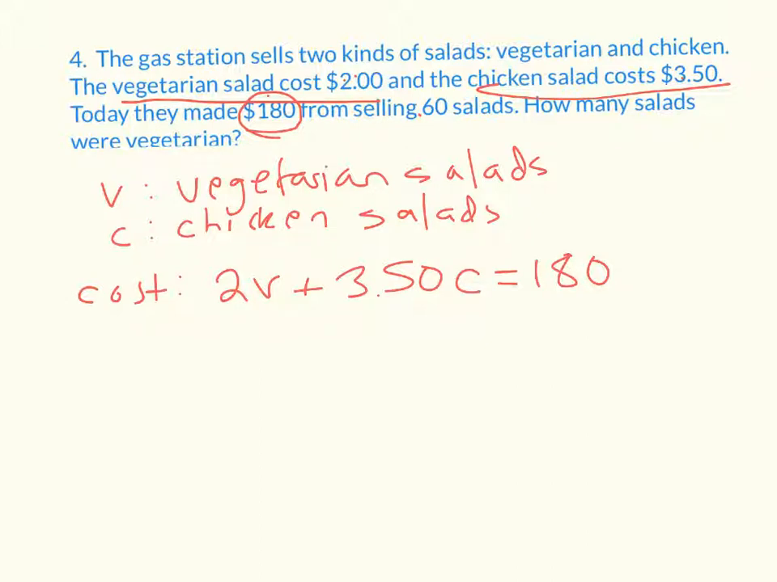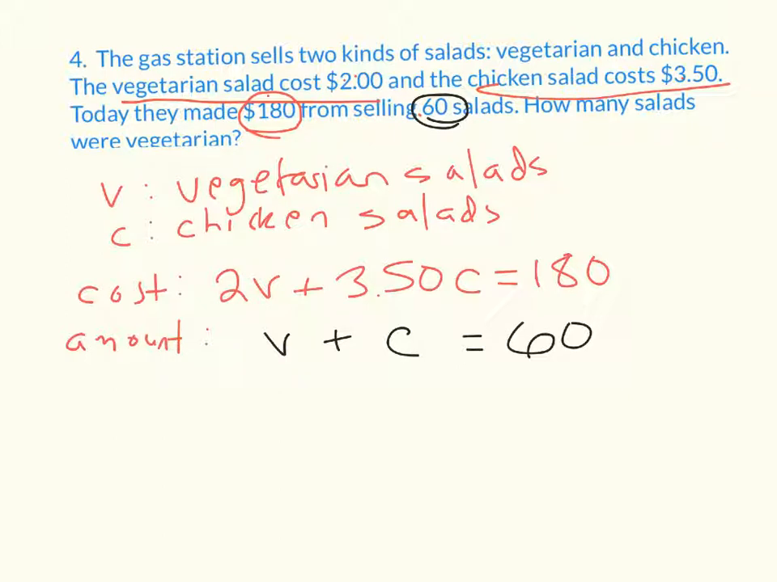Another one that we have is for the total amount sold. So I'm just going to label this one as an amount. Actually, I'm going to change color here. If we see 60, there's a total of 60 sold. Well, what kind of salads do we have? It's 60 salads. Well, we have vegetarian salads and chicken salads. So there's my second equation here.